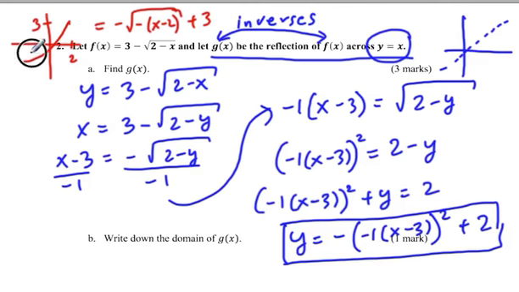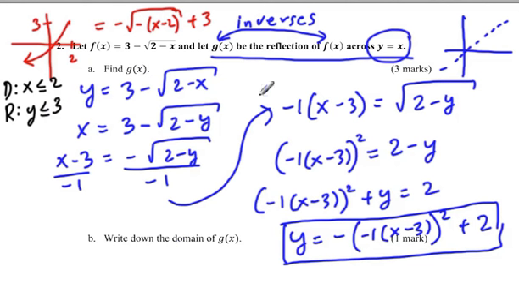So it's like this. Let's look at the domain and range of this function. The domain of this function is x is less than or equal to 2, and the range of this function is y is less than or equal to 3. So the question becomes, write down the domain of g of x.